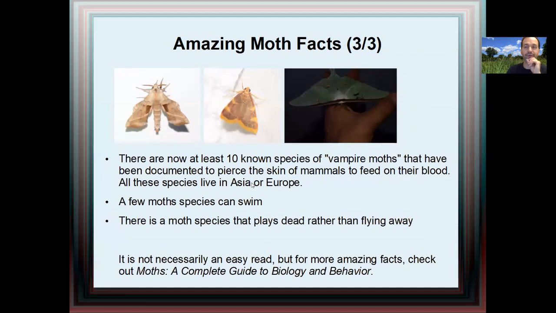So vampire moths. Us nature enthusiasts tend to downplay risk, right? If we're talking about rattlesnakes, we want to downplay the paranoia and fear in regard to them, or spiders. But I certainly don't want to avoid the fact that there are vampire moths. Those of us in North America can rest easy knowing that there are none in North America. In Asia and Europe, there are moths that actually pierce the skin of mammals to feed on their blood.